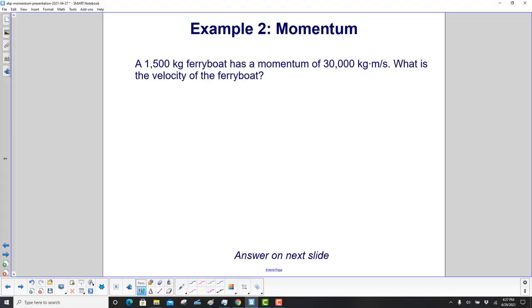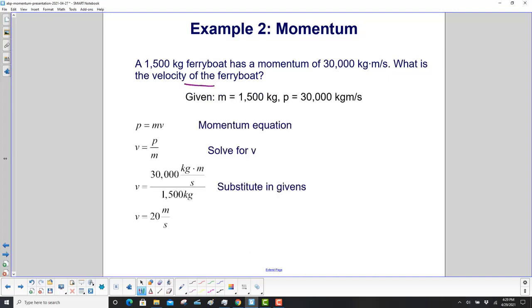A 1,500 kilogram ferry boat has a momentum of 30,000 kilogram meters per second. What is the velocity of the ferry boat? We have our givens up here, and we have our momentum equation. But we need to find the velocity.